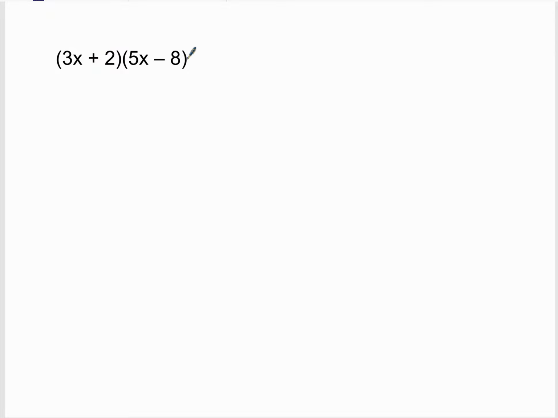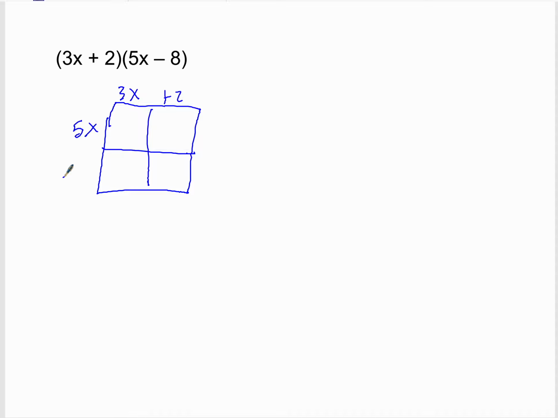We typically have been FOILing this, where we just multiply first, outside, inside, and last. But I wanted to remind you also that along the way we had learned what we call the box method, or the table method, of factoring, not of factoring, but of multiplying these binomials. And so when we did it with this box method, we did this 3x plus 2, and then 5x minus 8. And we just multiplied it in a matrix form here.